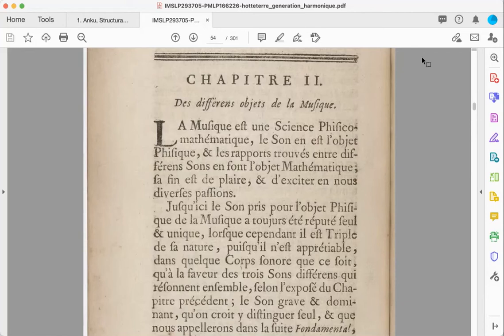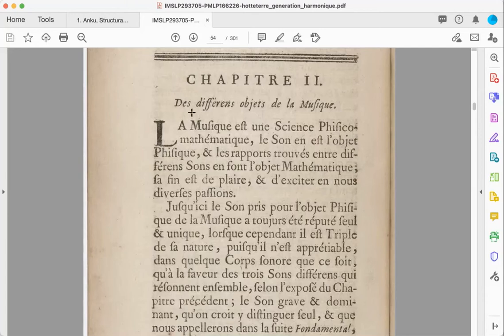Rameau is doing something similar in Génération. Namely, he's establishing that all of his beautiful theories of the fundamental bass, the simple principles underlying the resolution of dissonance in musical practice, unlike his earlier views, are not just based on practice or finding a convenient way to explain the practice. Rather, they arise from first principles.